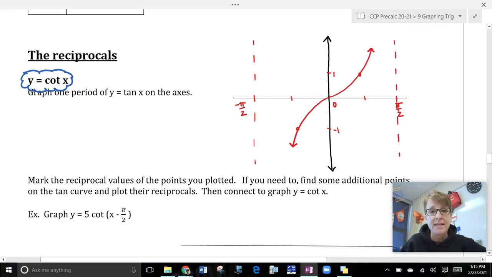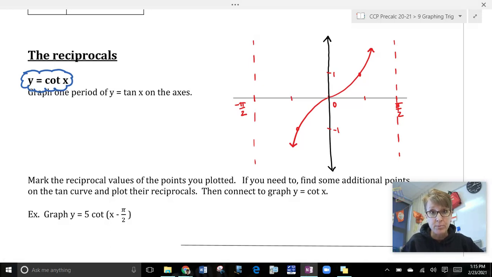All right, so we're ready to tackle the reciprocal graphs. Good news is it's really not that much work once you know how to graph sine, cos, and tan. So you'll see as we go to graph these three new functions, I'm going to start with what we already know. We're going to start with a cotangent graph.